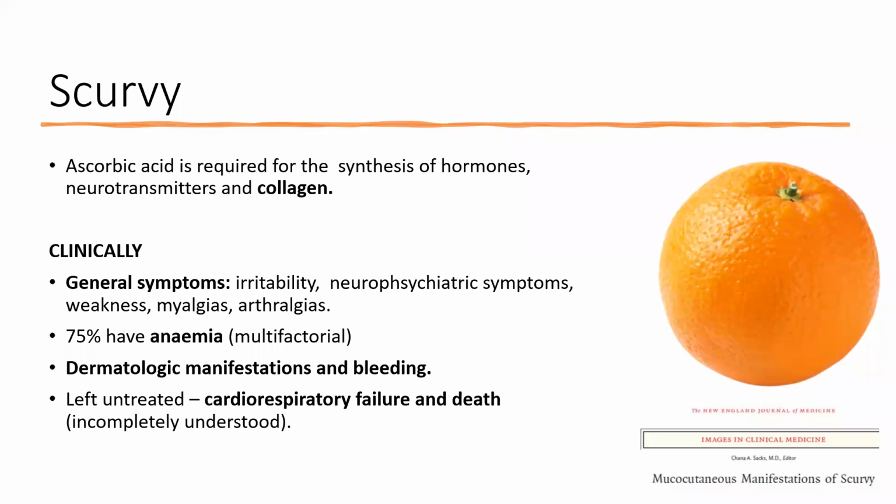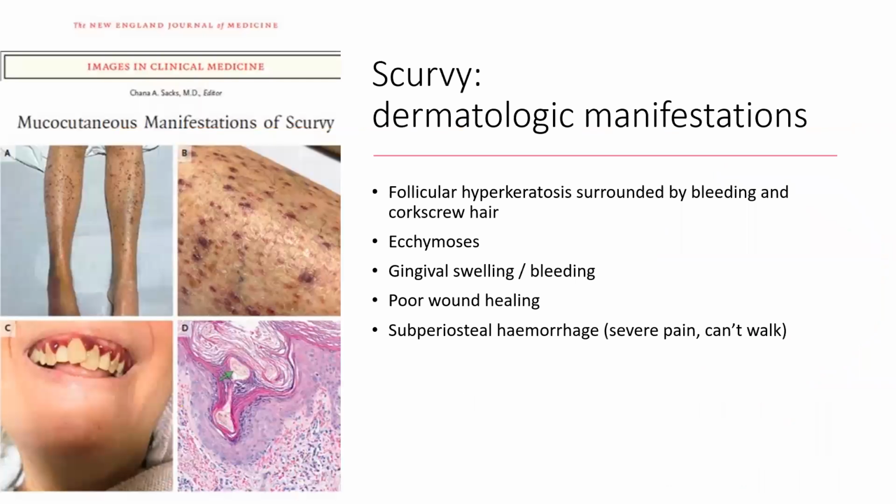So scurvy, ascorbic acid is required for synthesis of collagen, neurotransmitters, and hormones. And these patients clinically can have irritability, neuropsychiatric symptoms, weakness, and pain. 75% have anemia, and this is multifactorial. There are several dermatologic manifestations and bleeding, which I will show. And if left untreated, these patients will invariably die from cardiorespiratory failure, and it's not completely understood why.